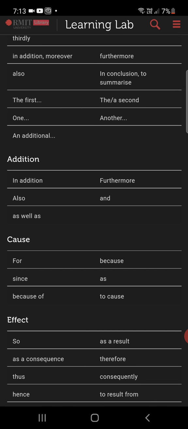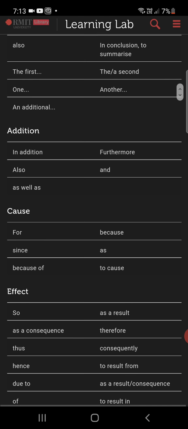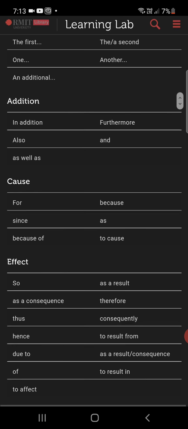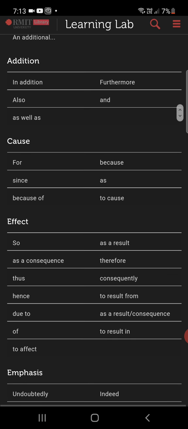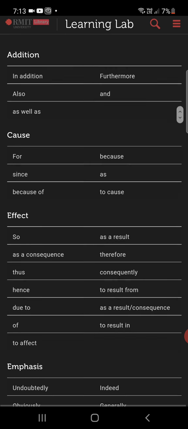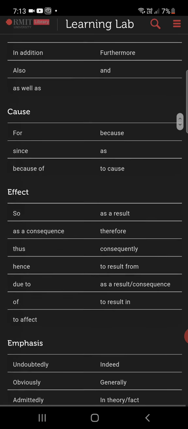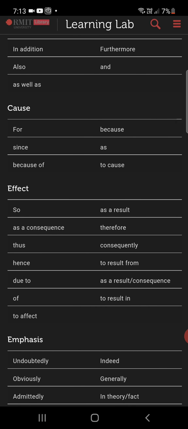I see to summarize is the first. I see the first is the second. I see the second is one. I see one is another. I see another is an additional. I see an additional is addition. I see addition is in addition. I see in addition is furthermore. I see furthermore is also. I see also is and. I see and is as well as. I see as well as is cause.